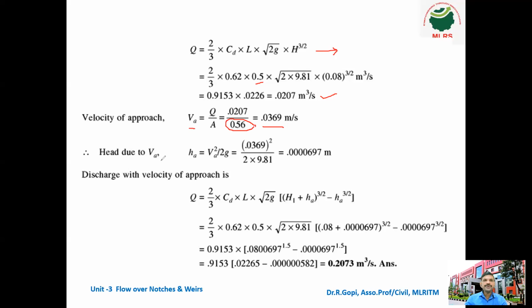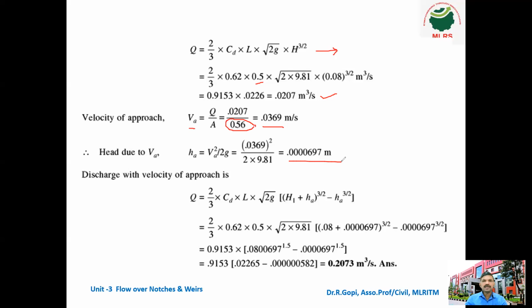Okay, next the head due to VA. So HA is equal to VA square by 2G, which is equal to 0.0369 square divided by 2 into 9.81.